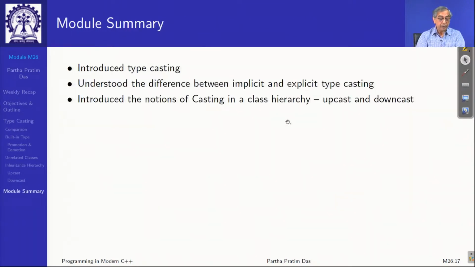So, to conclude, we have introduced a basic notion of typecasting with particular reference to implicit and explicit typecasting, and different type rules for built-in types, numerical types, pointers, unrelated classes, and introduced the notion of upcast and downcast on a class hierarchy.